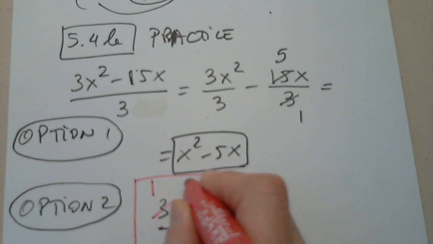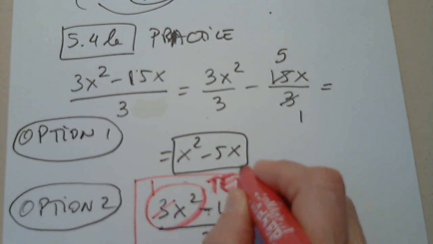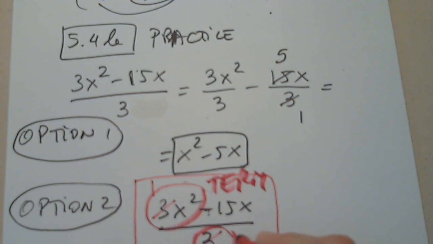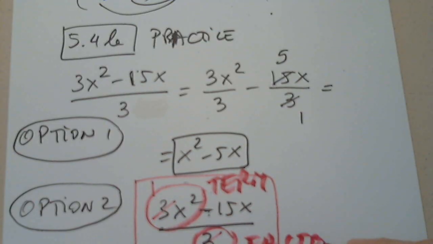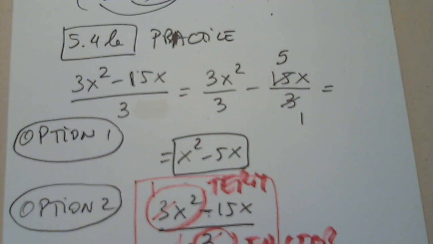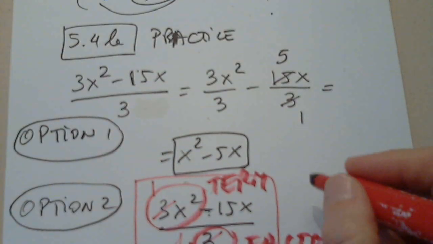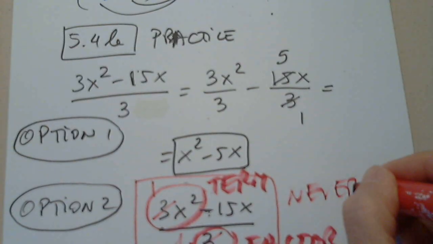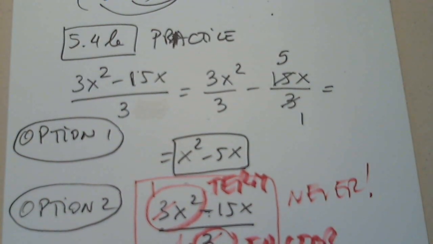Because this is part of a term. And this is a factor. How come it's a factor? Because it's multiplied by 1. There's nothing else with plus or minus to the side. So this is never, please. Never. But then what is option 2? Here is option 2.